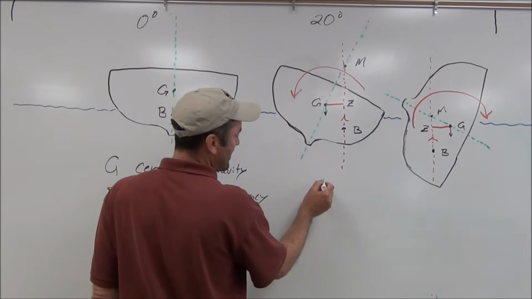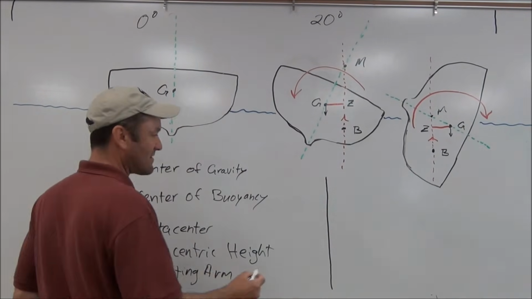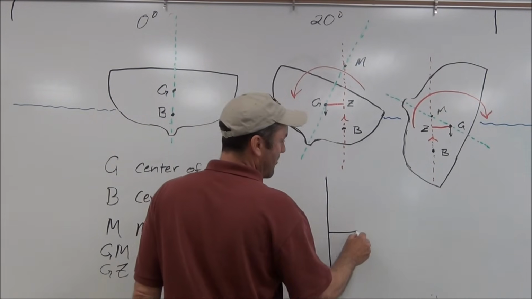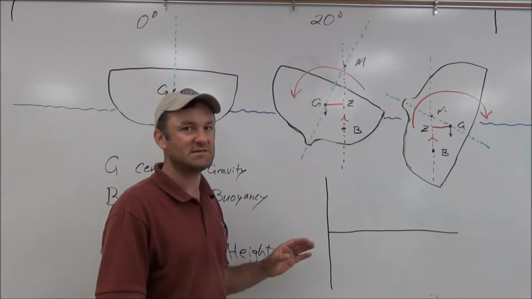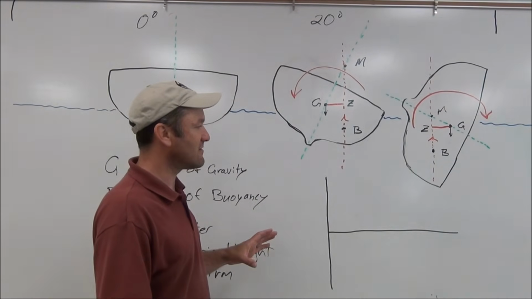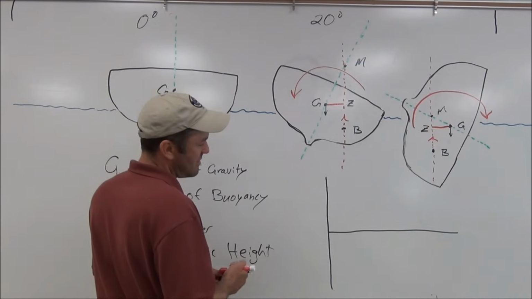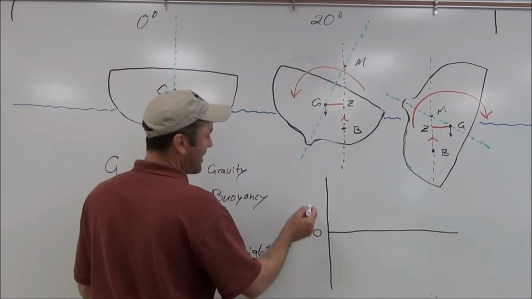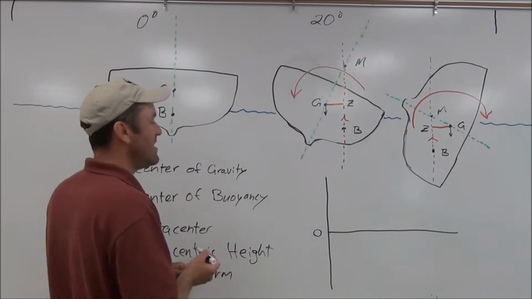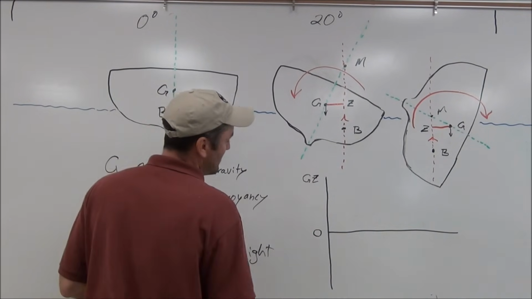Okay, I'm going to explain a stability curve by drawing a vertical axis. And I'm going to draw a horizontal axis. What we're going to do is create a graphic representation of a vessel's ability to turn back upright. Where the two axes intersect, we're going to label that as 0. The vertical axis is going to be our righting arm length. We'll call that GZ, because that's our righting arm. This is our righting arm length.